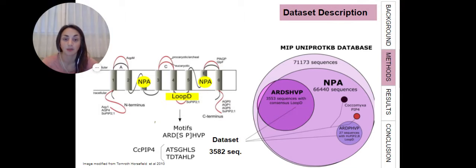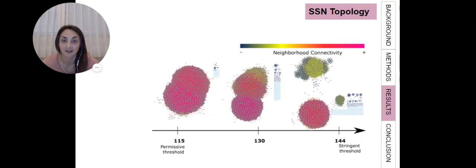in R software. We obtained a consensus loop D sequence by manual curation, and altogether with the loop D of a known PIP isoform, they were used to filter the MIP database. Based on this strategy, we obtained our dataset.